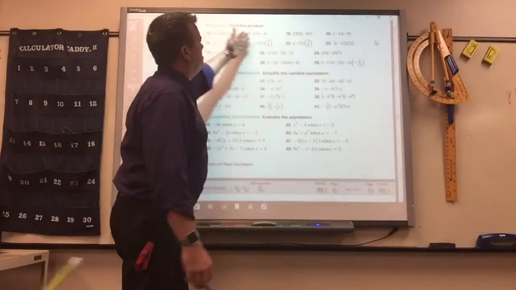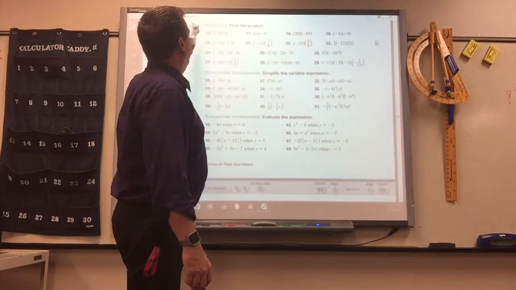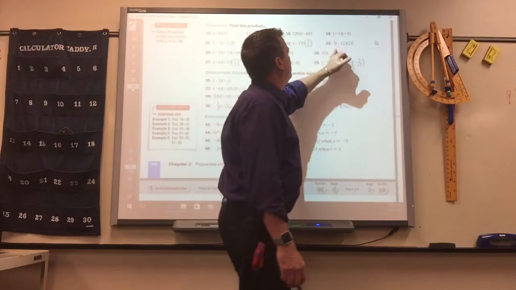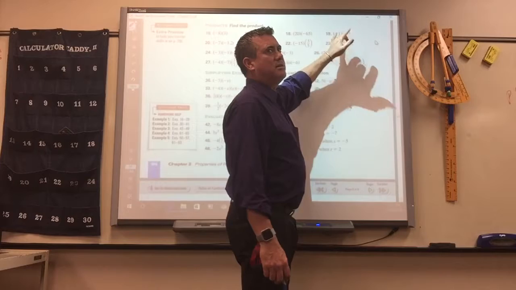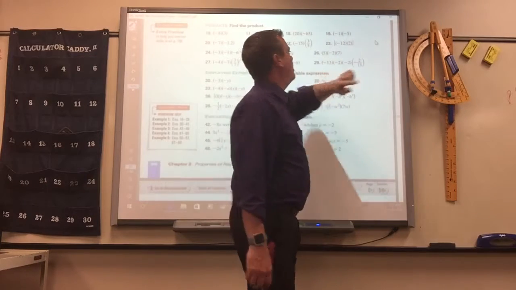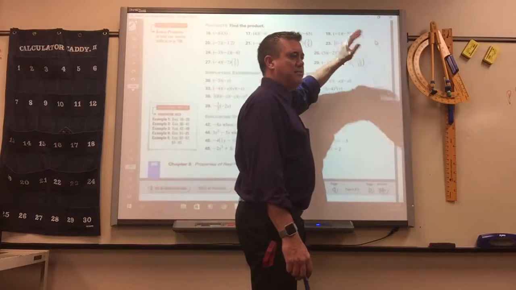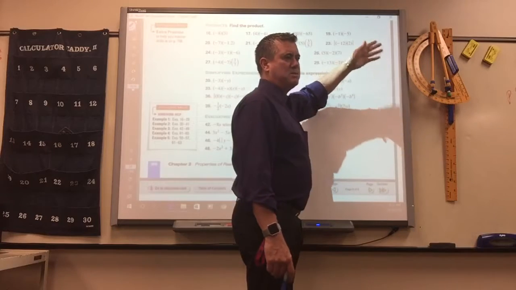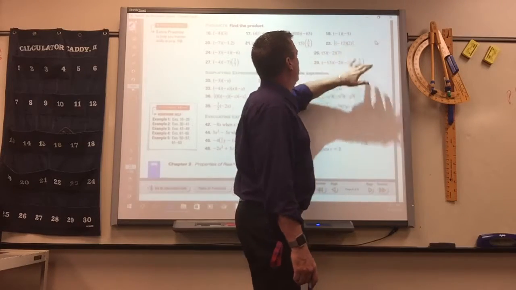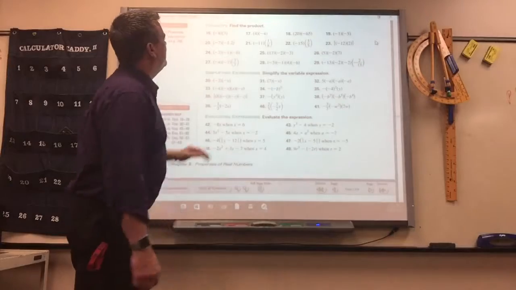So these are pretty straightforward. You can use a calculator. On 23, do you remember what the straight lines mean? Always positive. It's absolute value. So figure out what's inside. If it's negative, turn it positive. If it's positive, it stays positive. Absolute value. Now the fractions.